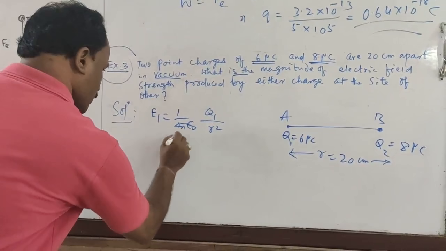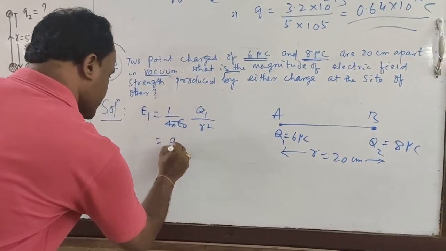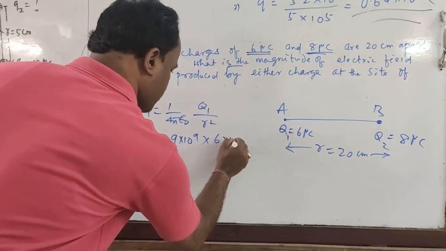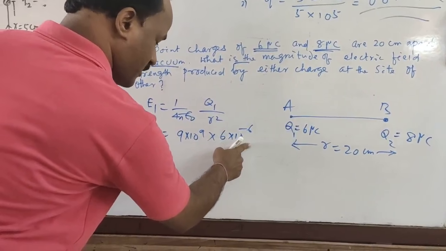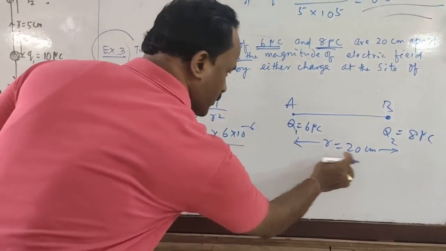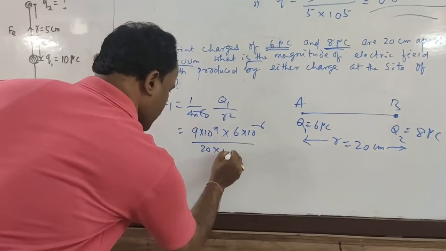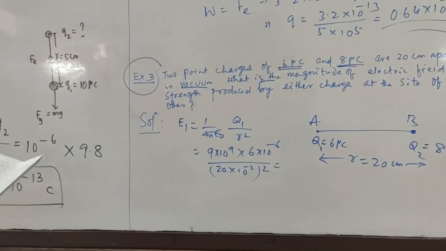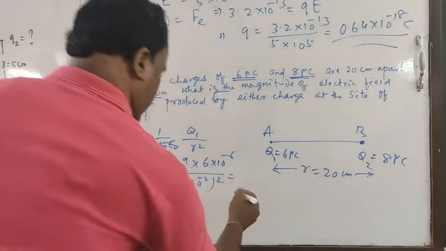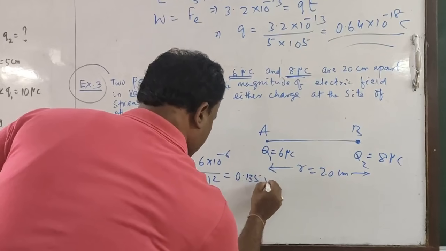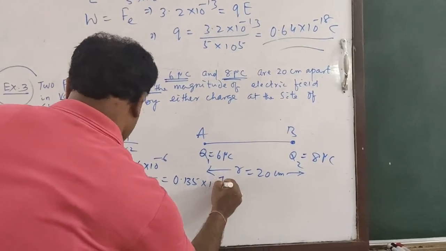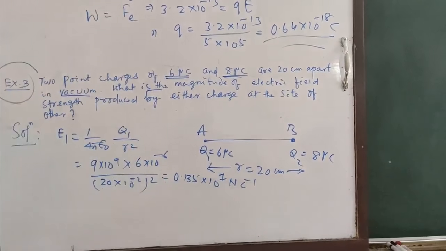Clear? So 1/4πε0 is 9 × 10⁹, multiplied by Q1, which is 6 microcoulomb, to be converted into SI unit, divided by R square, which is (20 × 10⁻²) square. Solving this, we will find the answer around 0.135 × 10⁻⁷ Newton per coulomb. Clear?